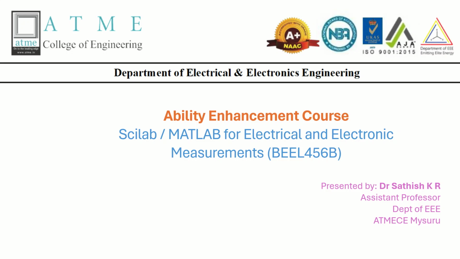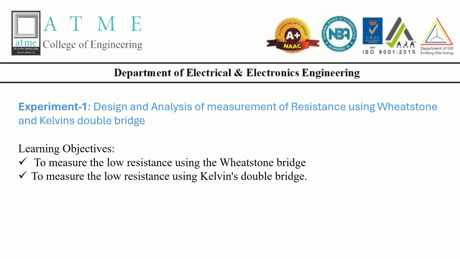I am handling a course called Ability Enhancement Course Scilab or MATLAB for Electrical and Electronics Measurement. The course code is BEEL456B. Today I am explaining the first experiment, which focuses on the design and analysis of resistance measurement using Wheatstone and Kelvin's double bridge. Learning objectives: to measure the low resistance using the Wheatstone bridge.